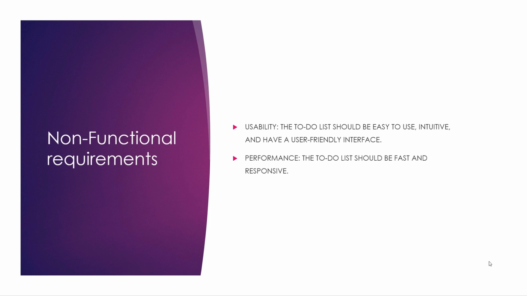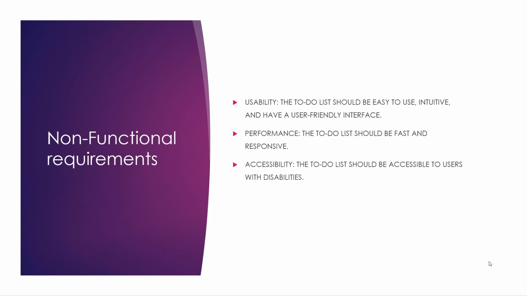The next requirement is accessibility. Ensuring accessibility for users with disabilities is essential for any software application, including a to-do list. By making the to-do list accessible, it allows all users to benefit from its features, regardless of any physical or cognitive limitation they may have.